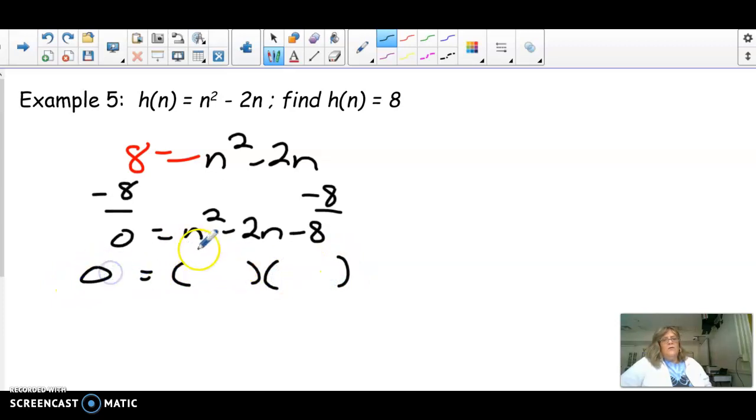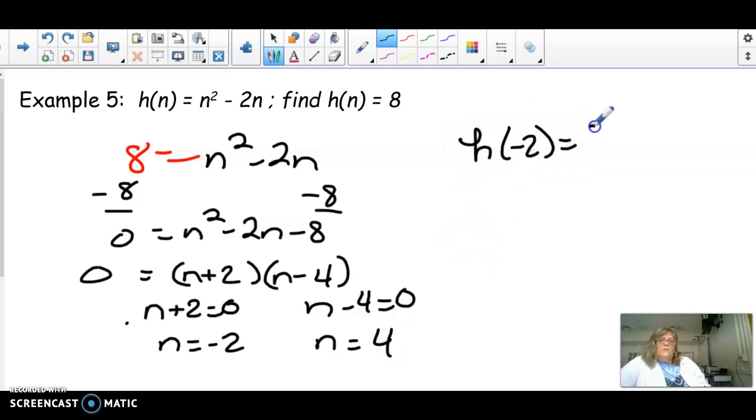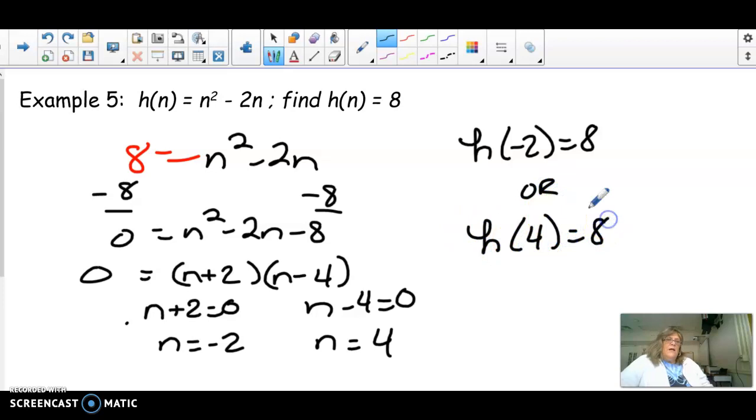What can we multiply together to get n squared? n and n. The only way we can multiply to get a negative answer is one positive and one negative. So what can we multiply to get 8 that when we subtract, we get a negative 2? A positive 2 and a negative 4. We set each one of these equal to 0. Then we would subtract 2 and get n is equal to negative 2. Here we set it equal to 0. We would add 4, and we get n is equal to 4. So again, we have two answers. So we have h of negative 2 is equal to 8, or h of 4 is equal to 8.